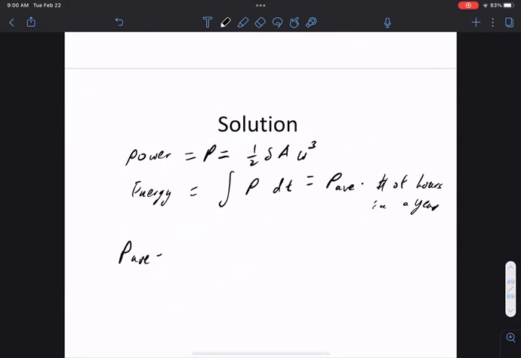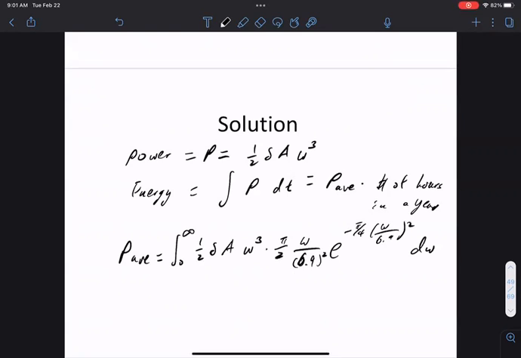So what is the average power? Well, this is integrating from zero to infinity half delta A, this is your power equation, multiplied by the density equation. So this is our integral that we can do. What does this mean? This is the amount of power I can generate at a particular W. This is the density, the chance of that W happening. And then I integrate from zero to infinity.